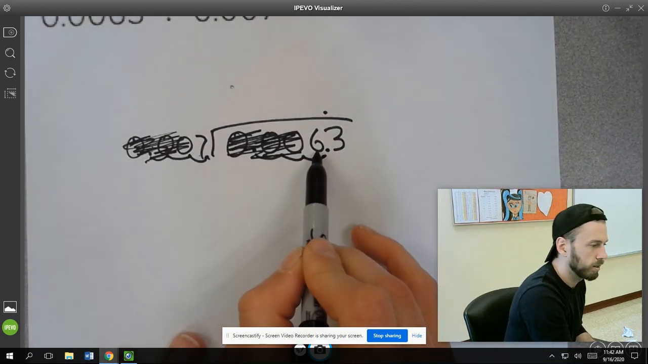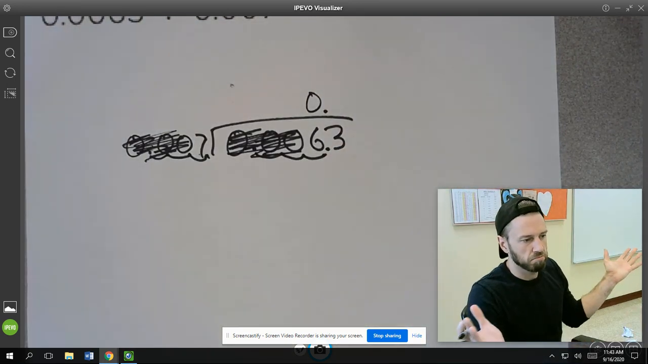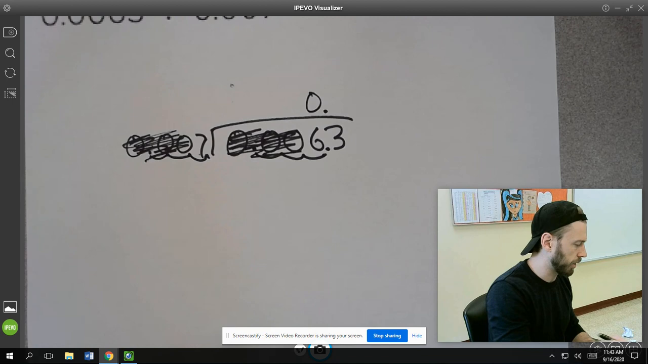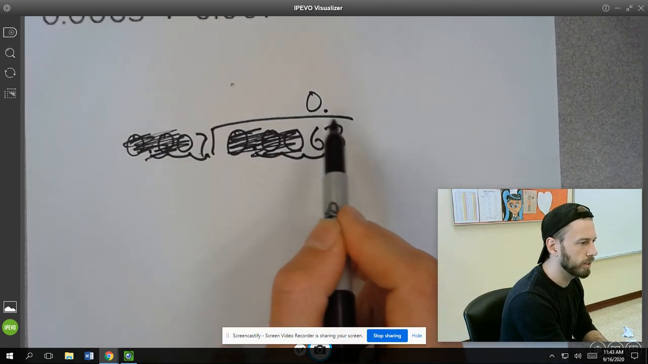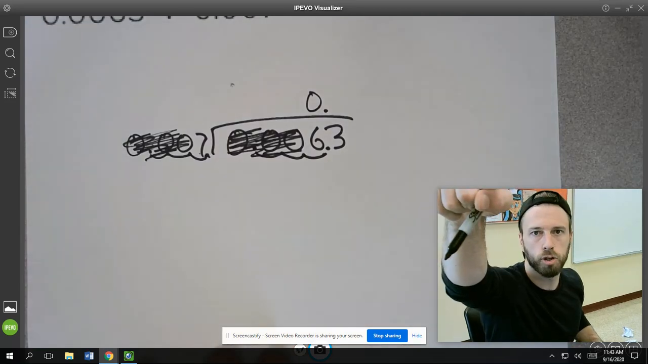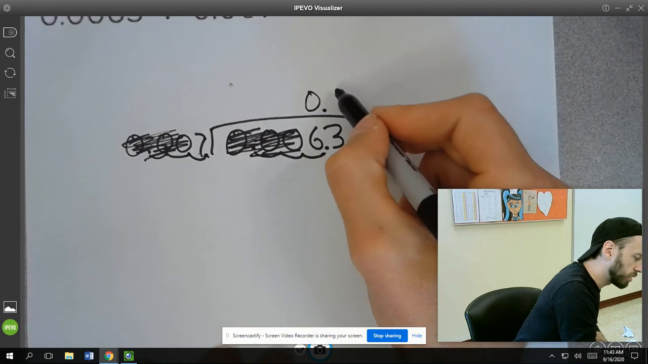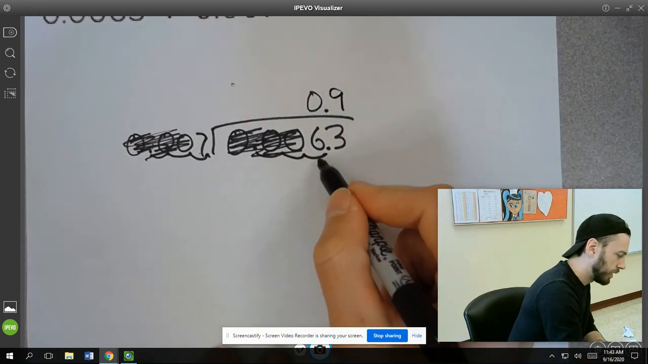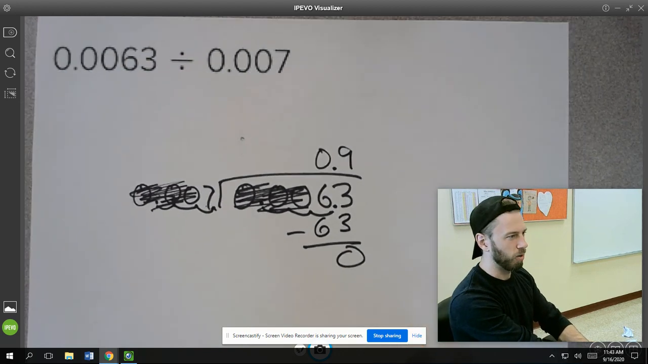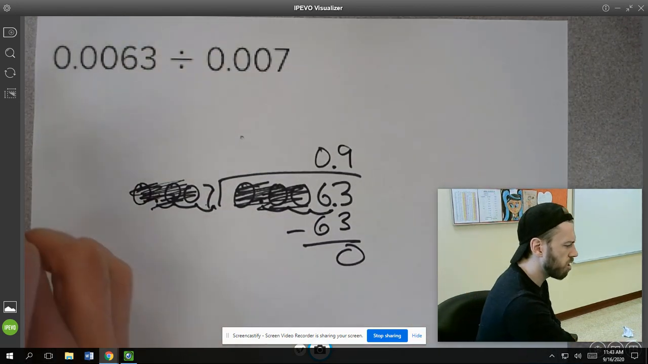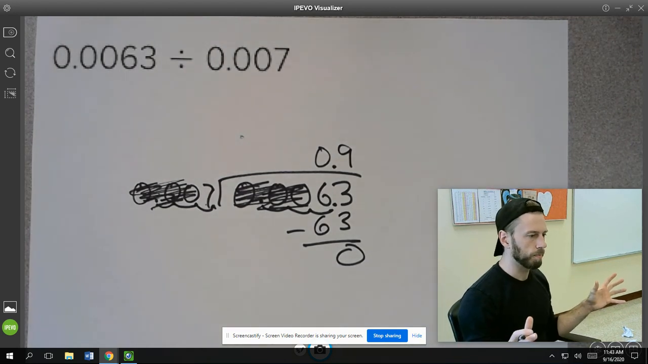7 will go into 6. It won't. Put a 0 there. Don't put a 0 there. Since there's a decimal right there, I'm just going to slap one on there. It doesn't go into 6, but 7 does go into 63. And again, those of you that know your 9s facts are freaking out right now. Like, this is good. Because 7 goes into 63 9 times. Exactly. No remainders.